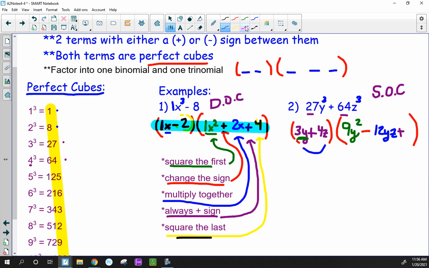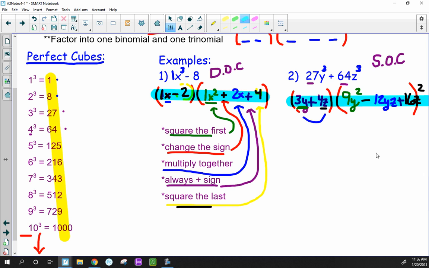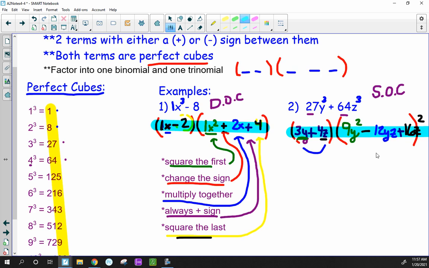And then it says square the last, and the last is referring to this piece in the first parentheses. So 4z times 4z, and that would be 16z to the second power. And that's it, guys. It's, again, all about patterns. Once you memorize this in your head and you know these cubes, these problems should be fairly easy. Final answer, 3y plus 4z times the quantity 9y squared minus 12yz plus 16z squared. Square the first, change the sign, multiply together, always a plus sign, and square the last.